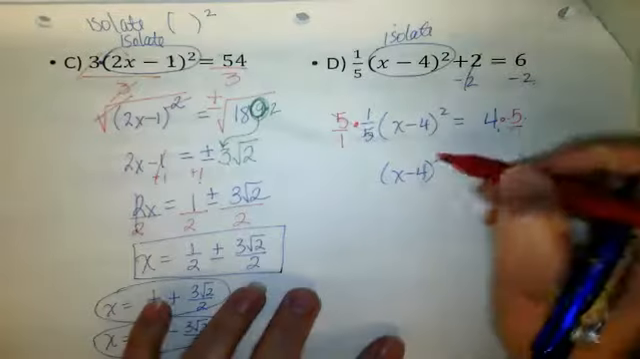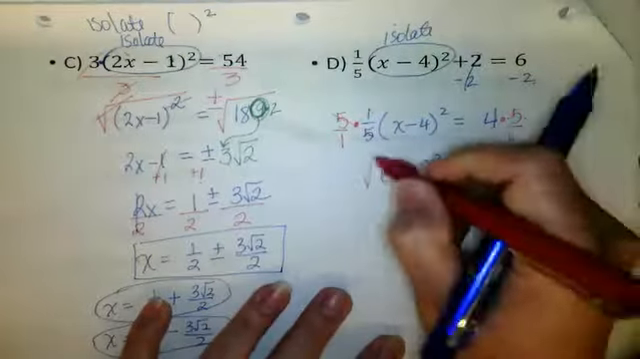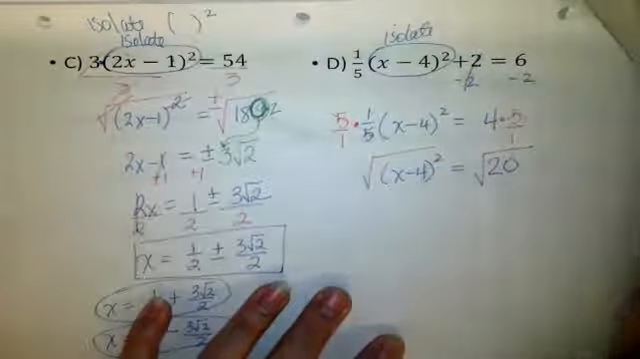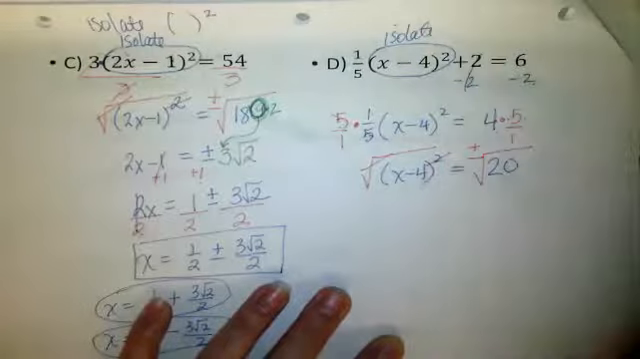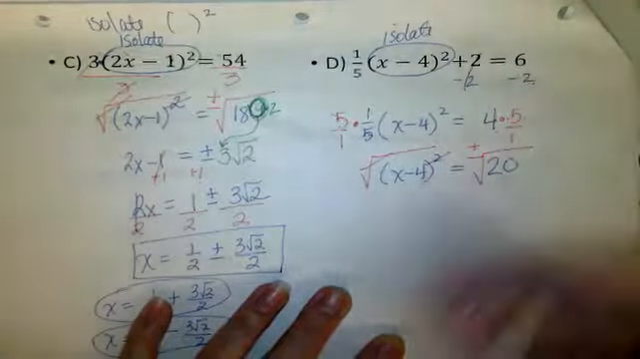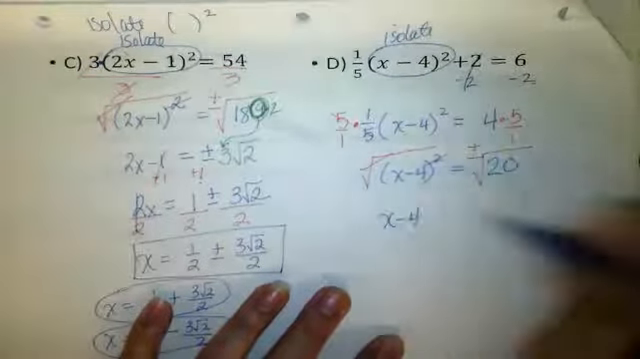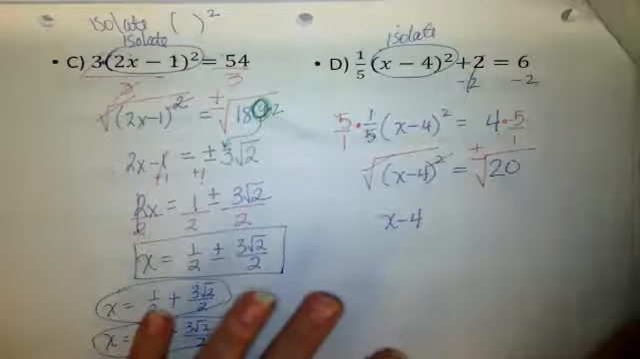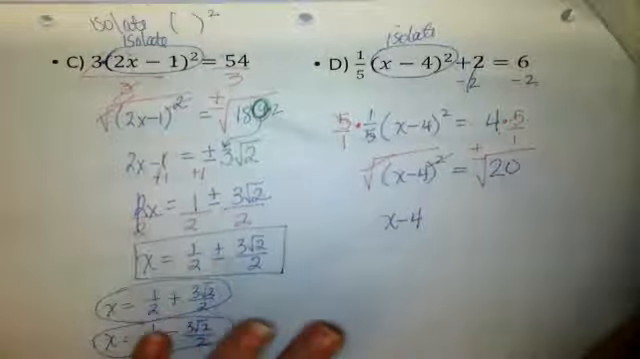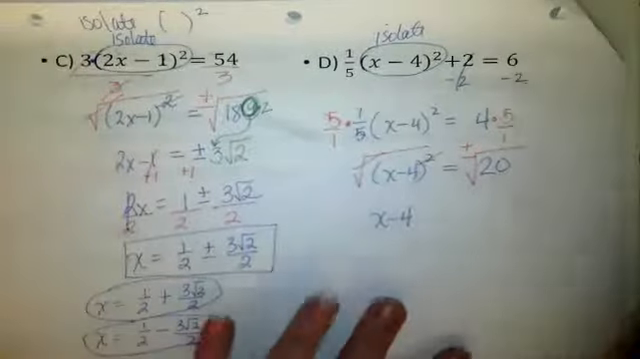How do you get rid of the power? Square root both sides. Don't forget what? Plus or minus, very good. The square root and the power cancel out, leaving us with just x minus 4. Do I need those parentheses anymore? Not necessary anymore, because we got rid of our power, so they don't need to be there.